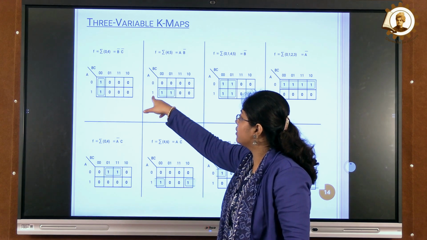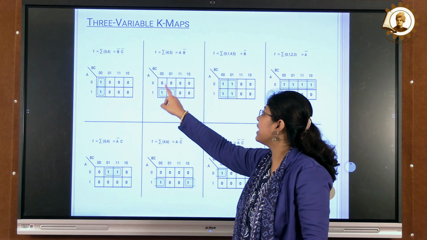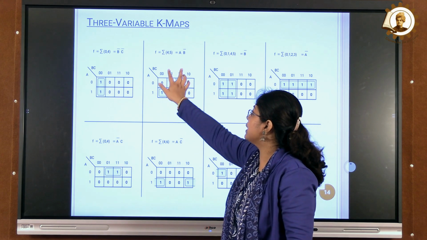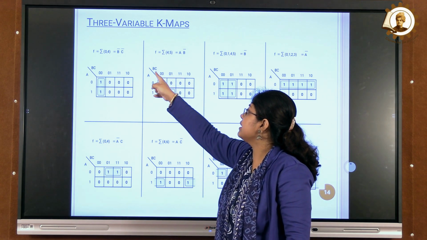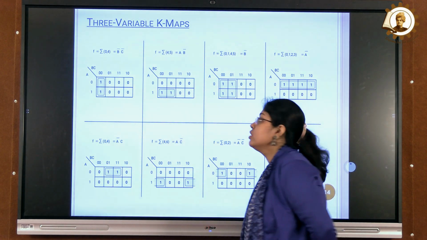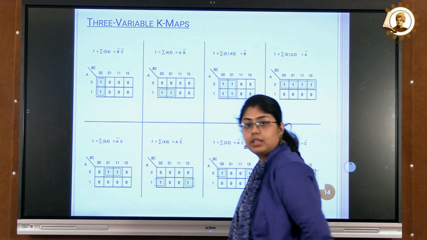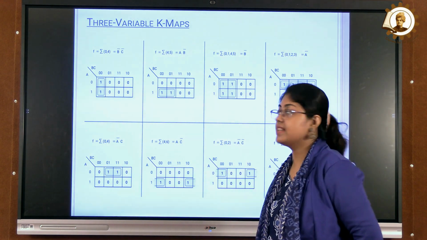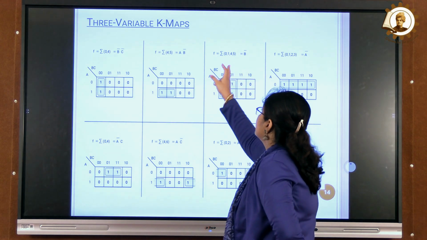It is A. Why A? Because the value is 1. So the original form A, and column wise B is not changing and that is B bar, but C is changing from 0 to 1. So we can't take the C. So the answer will be A, B bar. Clear? This is the process. Very simple. Next one, we have 0, 1, 4, 5.